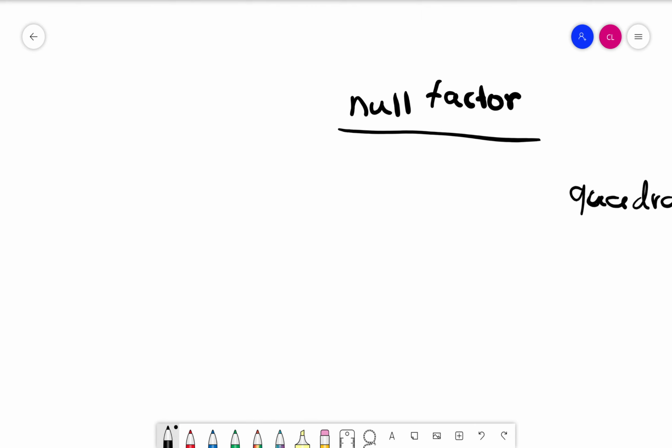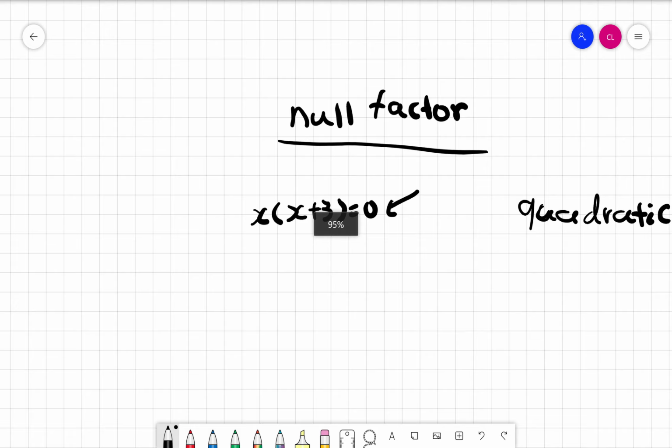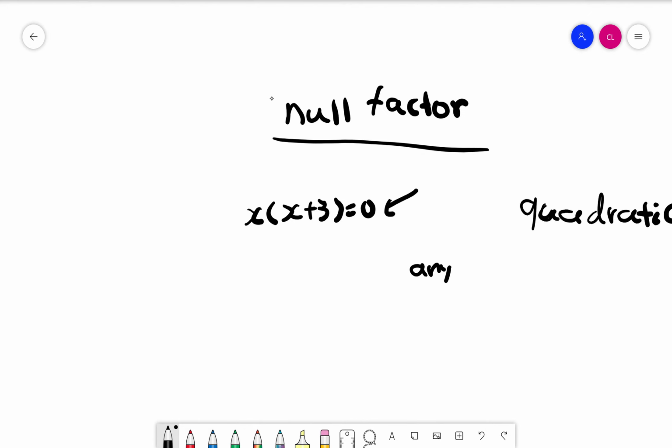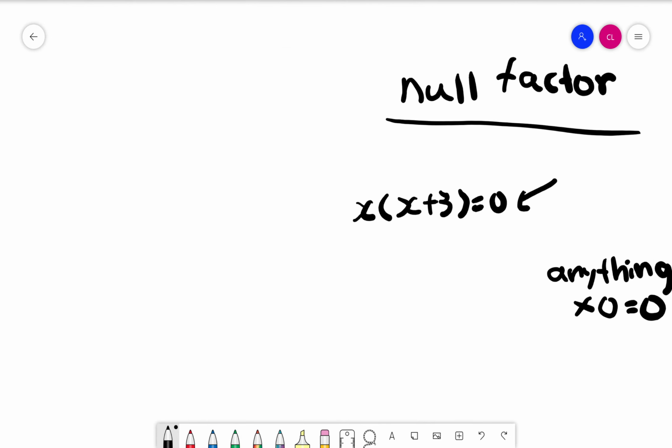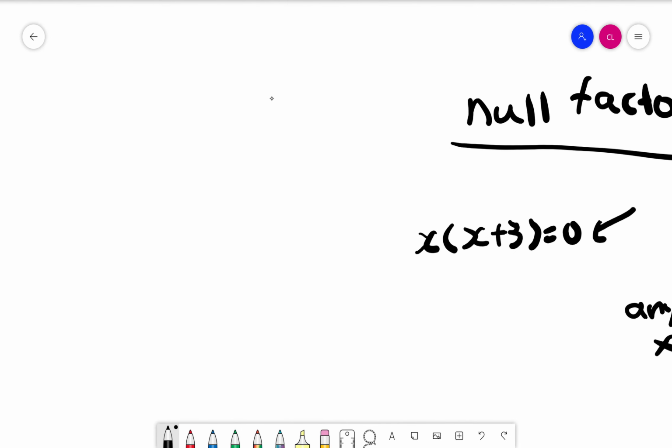So first we have something like x(x + 3) = 0. Remember, for this to work, this always has to be 0. Just a quick recall: anything times 0 equals 0.